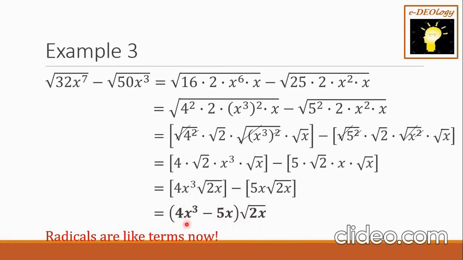We cannot combine this 4x cubed minus 5x because they are not like terms. So we'll just keep it as it is. So this expression, the quantity 4x cubed minus 5x times the radical square root of 2x, is the final answer.